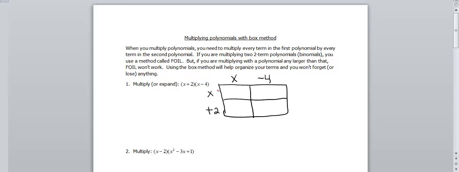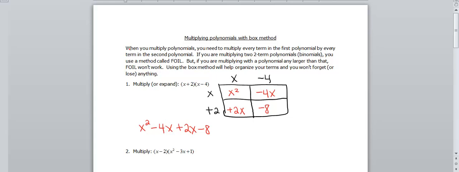So now we're going to multiply these. So x times x gives me an x squared. X times negative 4 gives me a negative 4x. X times positive 2, or positive 2 times x, gives me a positive 2x. And positive 2 times negative 4 gives me a negative 8. Okay, so those are basically my 4 terms that I get when I multiply these together. So I'm going to end up with x squared minus 4x plus 2x minus 8.